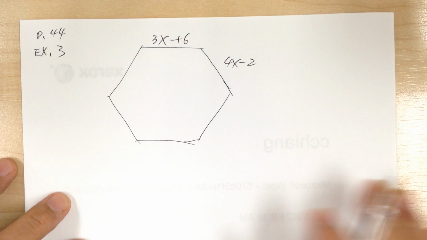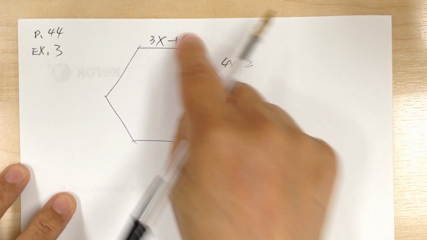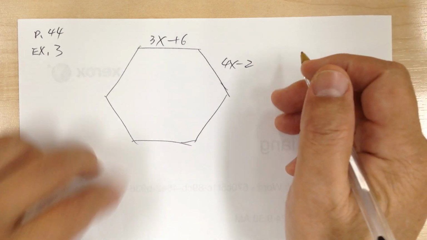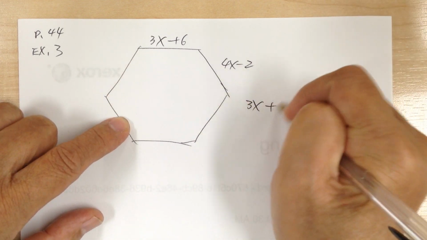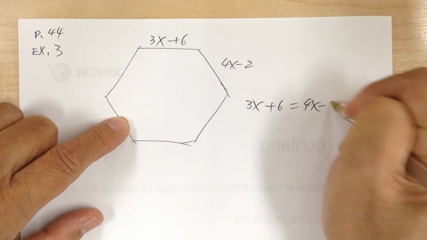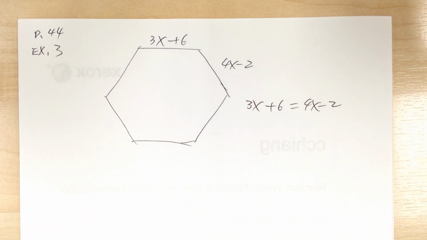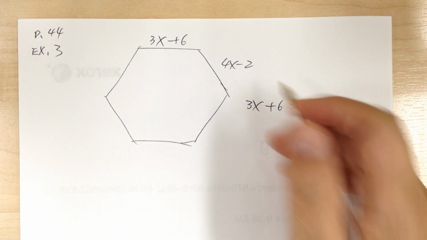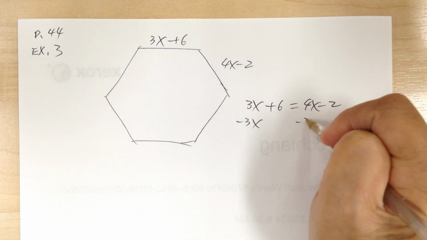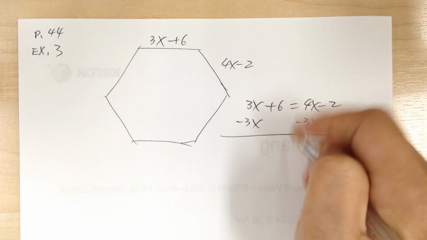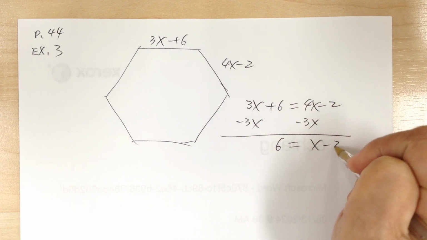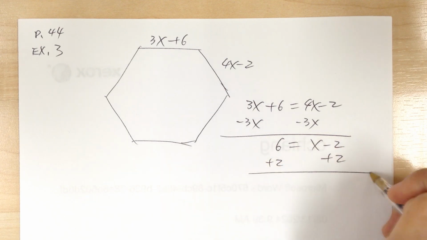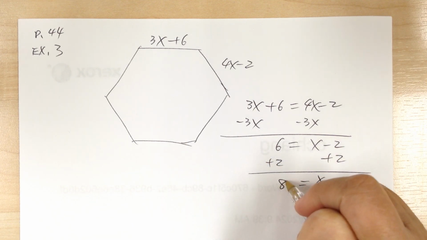Because this is a regular hexagon, every side is equal. So that means this is equal to that. If you set up your equation, you get 3x plus 6 equals 4x minus 2. Now all you have to do is solve the equation. Since the higher number is over here, go minus 3x on each side. You get 6 equals x minus 2. Now plus 2 on each side, so x equals 8.